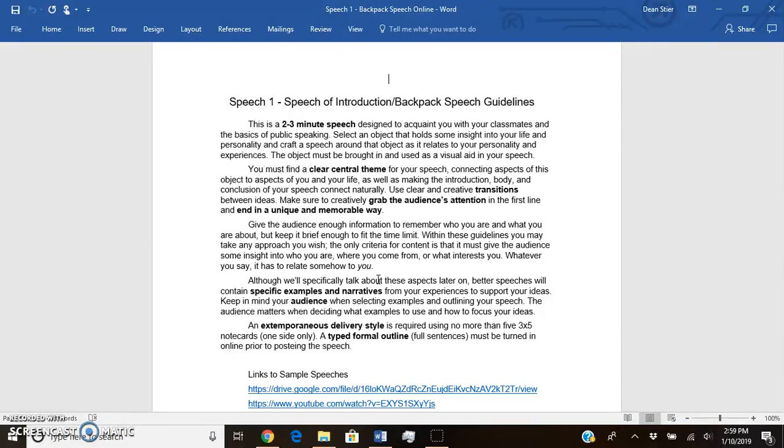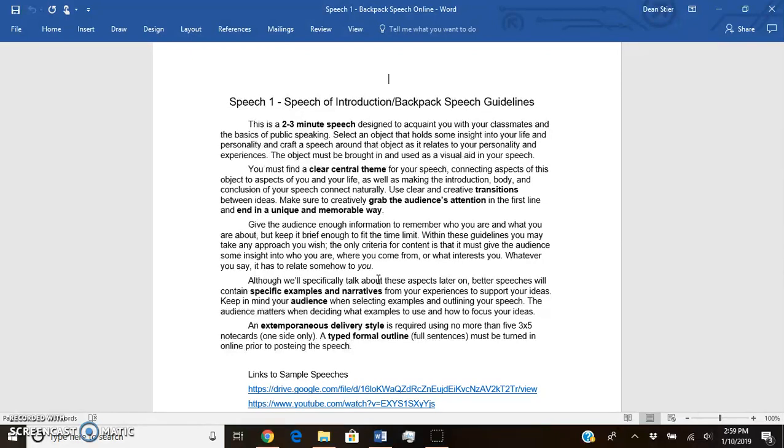Also, make sure you have an attention getter. This should be the first thing in your speech. This will be the first thing on your outline besides your name and the title. And then also remember to end in a unique way with a memorable close. And this will be the last line that you say during your speech.